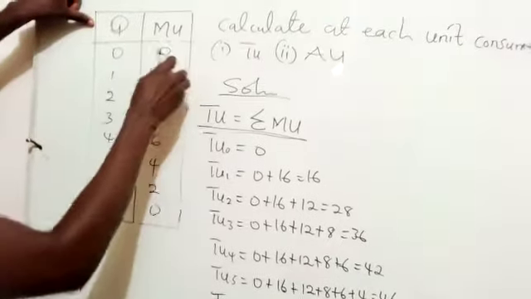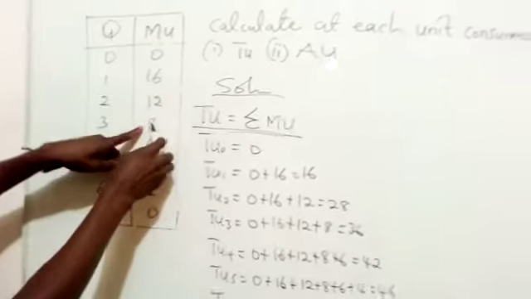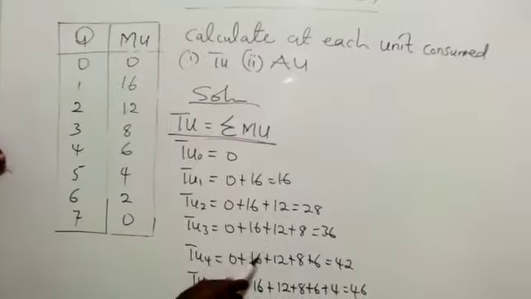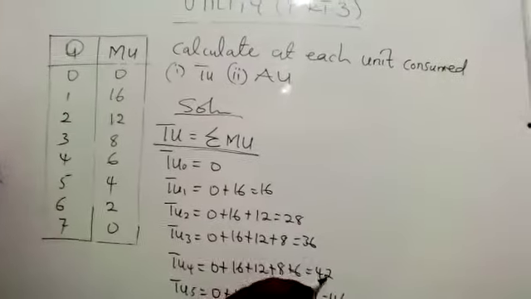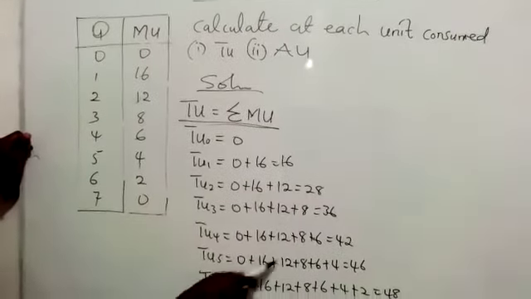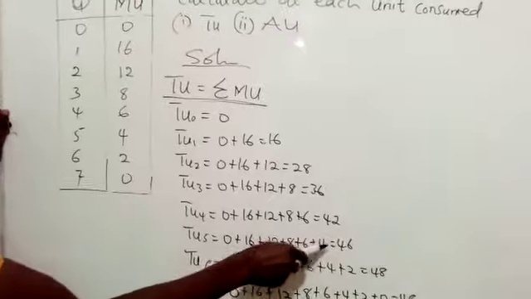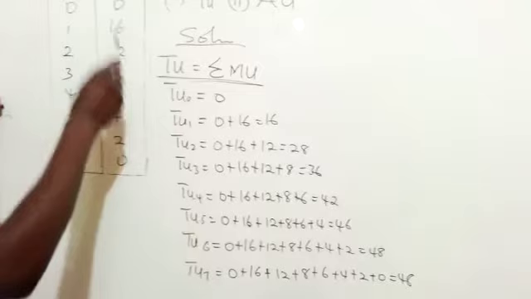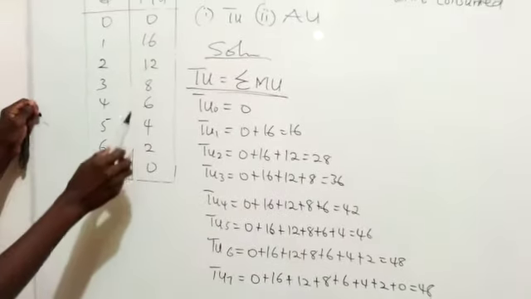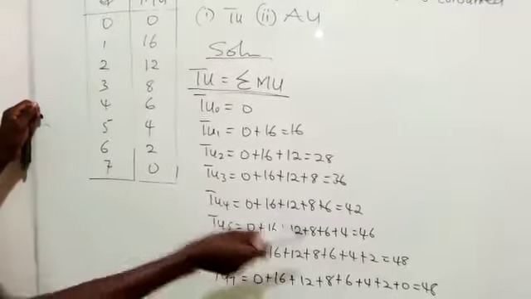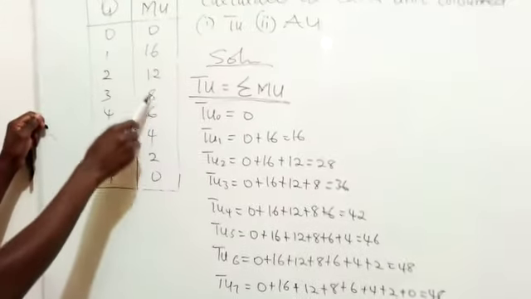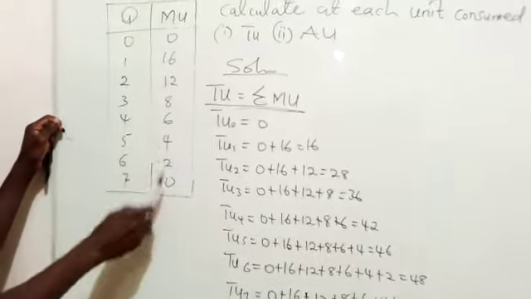The next one is 0 plus 16 plus 12 plus 8 will give us what? 36. The next one, 0 plus 16 plus 12 plus 8 plus 6 will give us 42. The next one is 0 plus 16 plus 12 plus 8 plus 6 plus 4 gives us 46. The next one gives us what? 0 plus 16 plus 12 plus 8 plus 6 plus 4 plus 2 gives us what? 48. Then the last one, 0 plus 16 plus 12 plus 8 plus 6 plus 4 plus 2 plus 0 gives us 48. Now watch this.